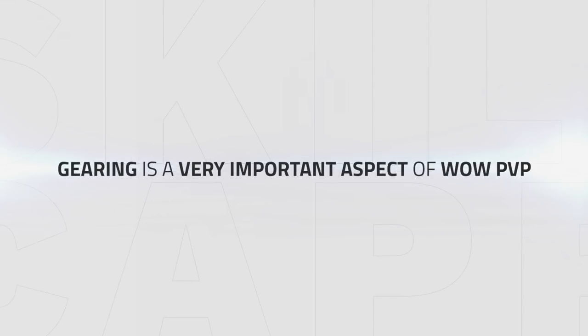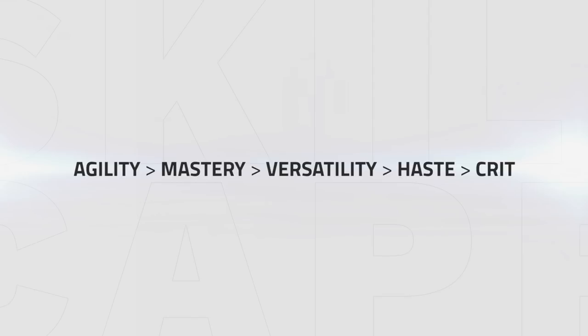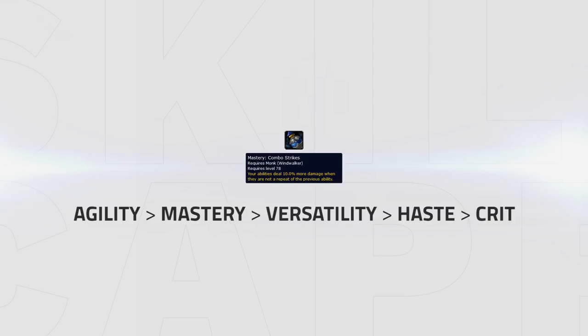Gearing is a very important aspect of WoW PvP. The current stat priority for Windwalkers in Arena will be Agility, then Mastery, then Versatility, then Haste, then Crit. Mastery being your top secondary stat may seem very confusing at first, as we do ignore the way our mastery works most of the time.